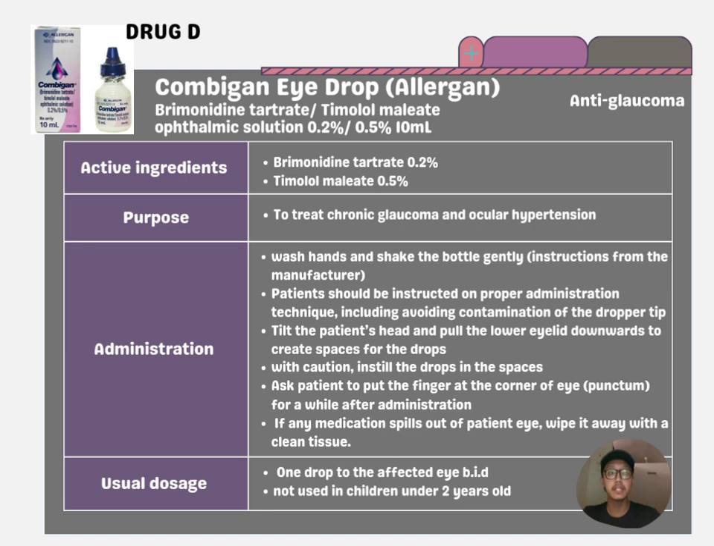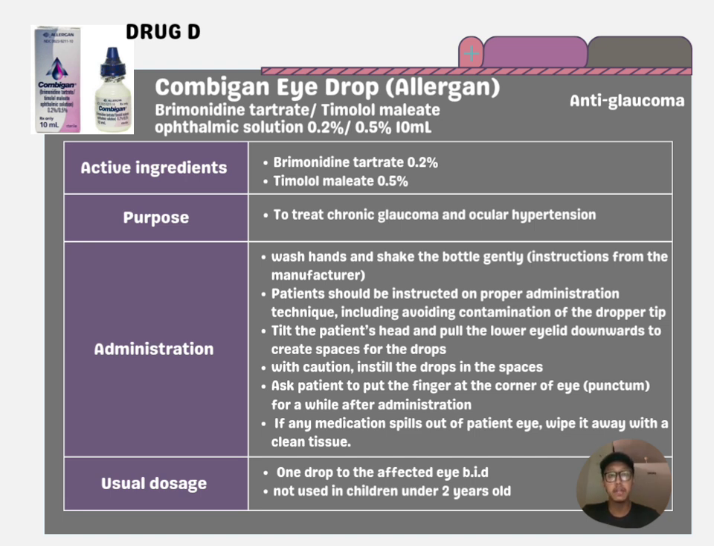So I'm going to discuss one of the drugs that this patient used to treat this condition, which is Combigan. Combigan is an ophthalmic solution and it is one of the anti-glaucoma drugs. Combigan contains 2 active ingredients, which are brimonidine tartrate 0.2% and timolol maleate 0.5%.